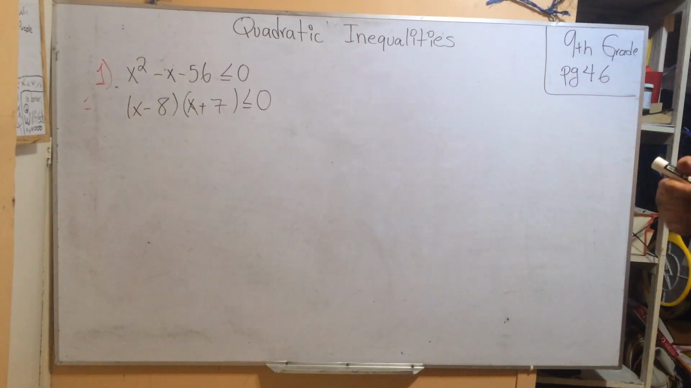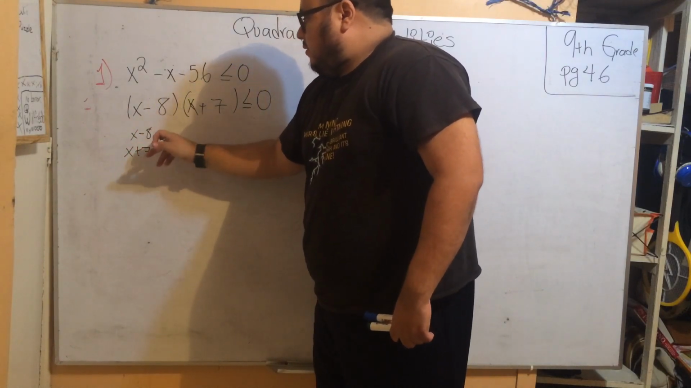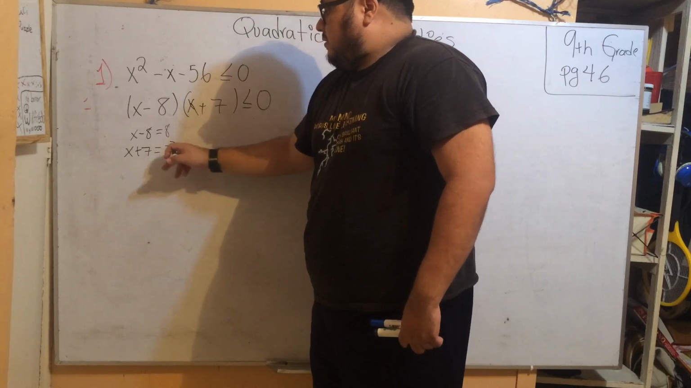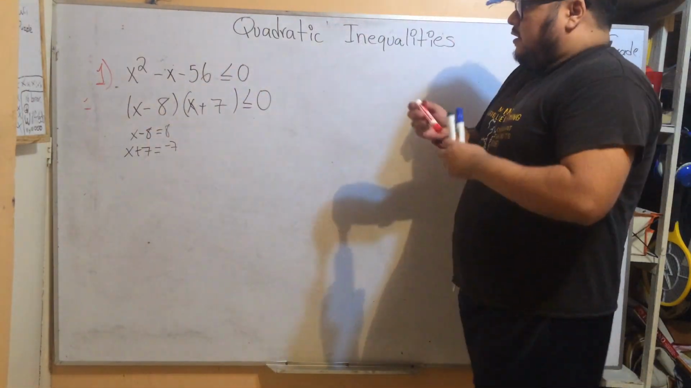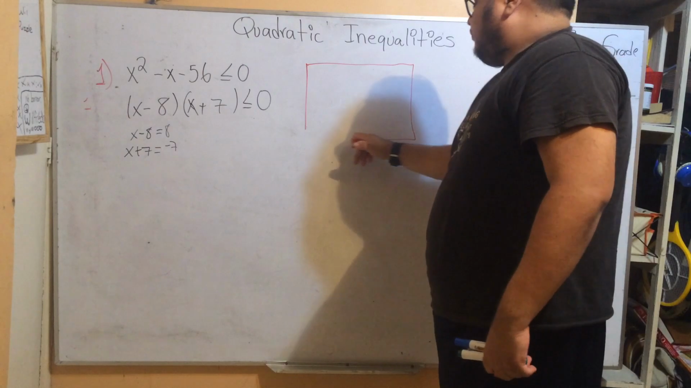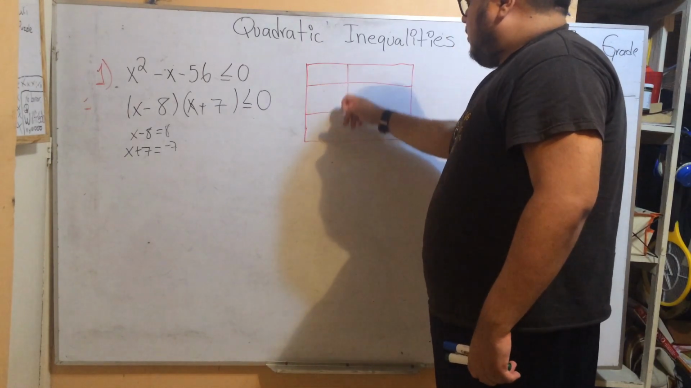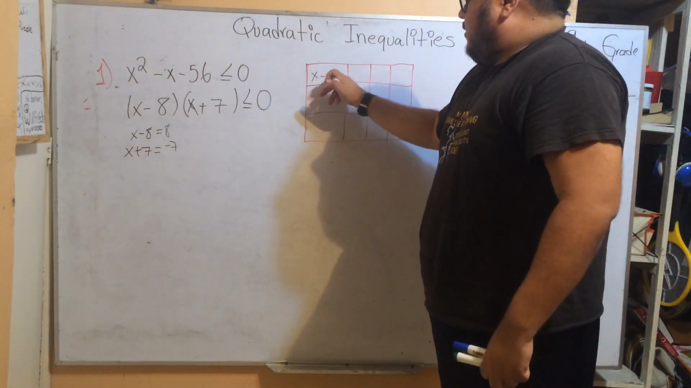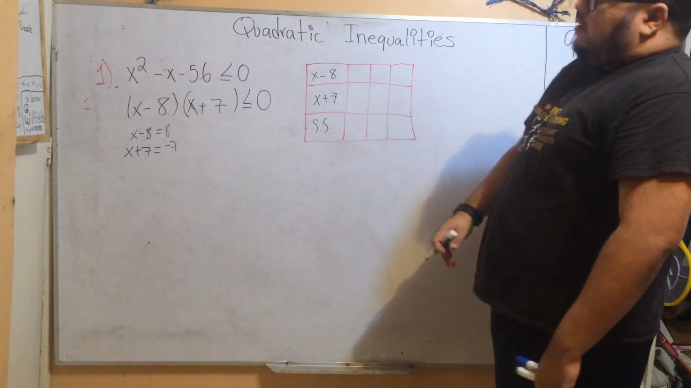Now we already have our two solutions, because remember, these are the solutions. We have x minus 8, and we have x plus 7. That means this one is 8, and this one is -7, because we are looking for the values that are going to make each factor 0. The next thing we need to do is our table. We put our terms, and then we have our solutions. On the first one we have x minus 8, then we have x plus 7, and then we have the solution set, which would be just the answers.